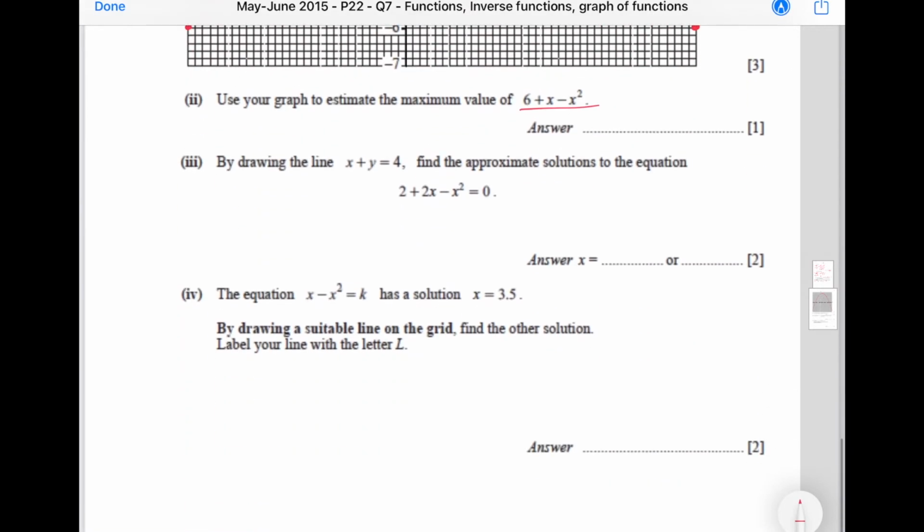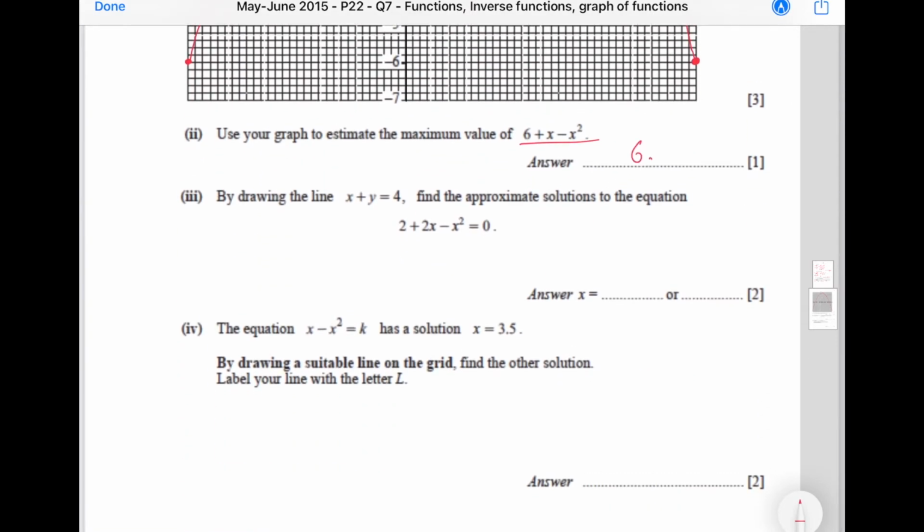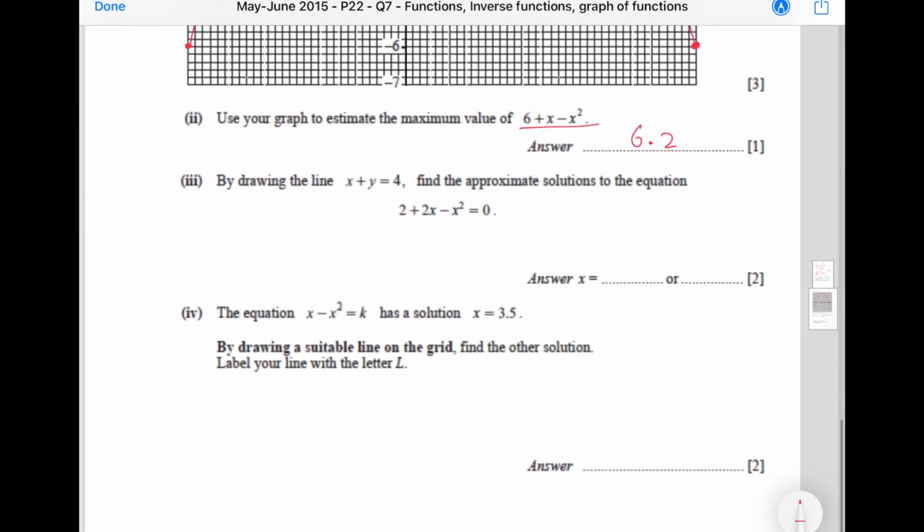Let's say it's 6.2. So our value is going to be 6.2 right here. One second. Okay. The next part says, by drawing the line x plus y equal to 4, find the approximate solutions to the equation 2 plus 2x minus x squared equal to 0. So first, by drawing this line, that means we have to make y the subject, and the equation becomes y equals negative x plus 4.